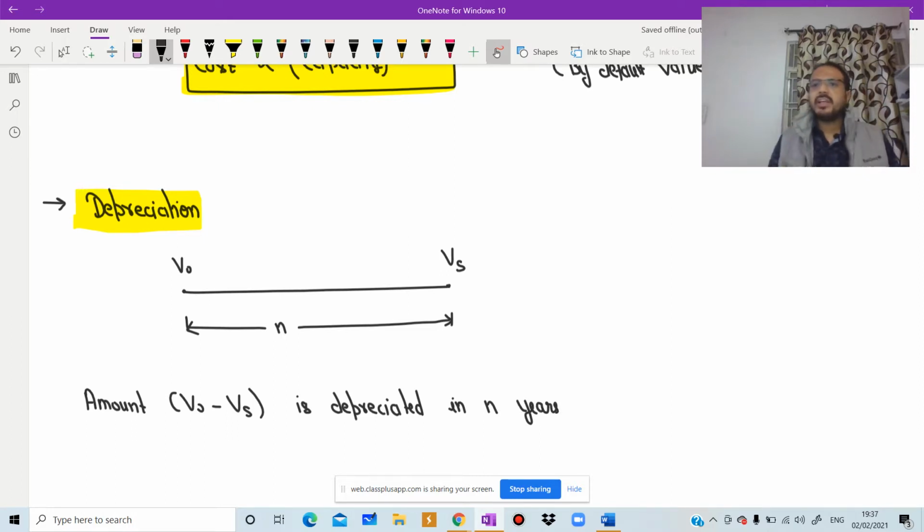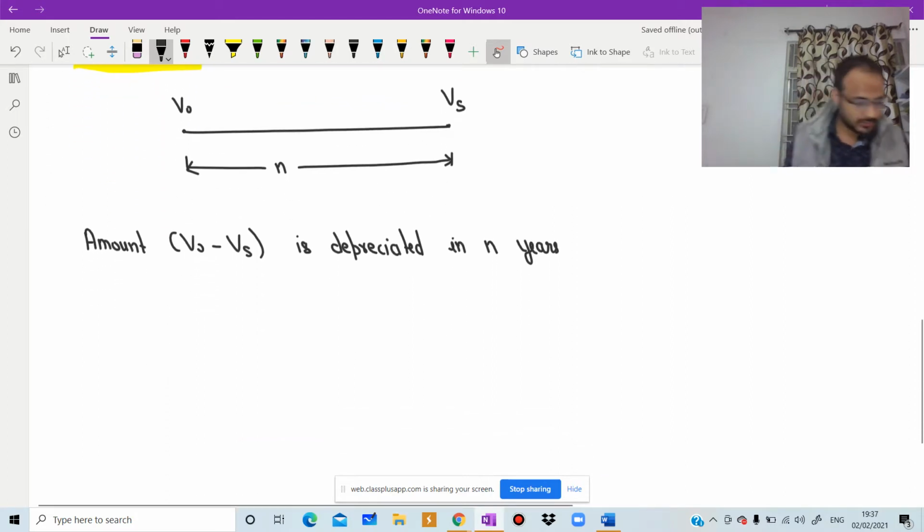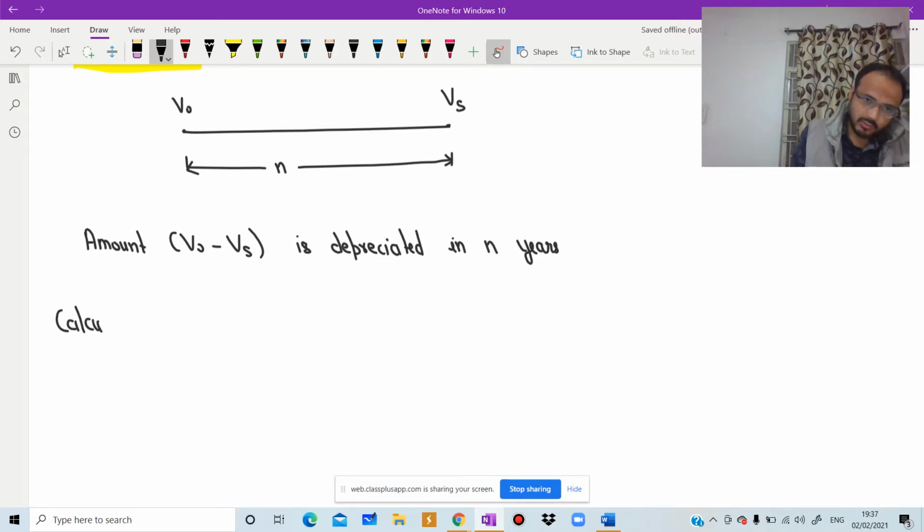Our next question is, in which manner will we calculate each year's depreciation? Based on this, we have four different methods. Write down first: calculation of depreciation.